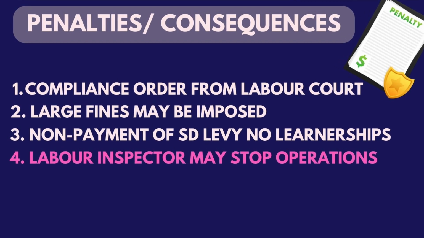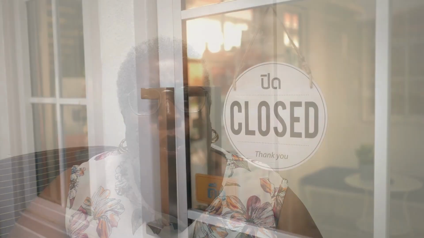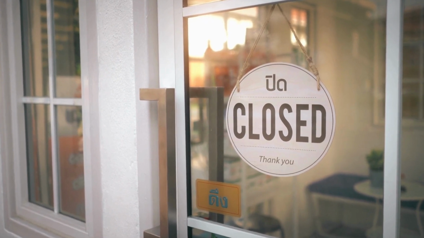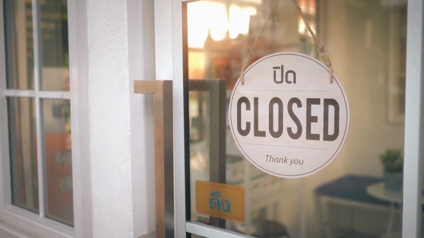The fourth point is that the labor inspector may stop the operation of that business. Maybe in that business you are building, or whatever it is that you are doing, they are going to stop your operations because you are not complying. You are doing an illegal act. So they are going to stop your operations.